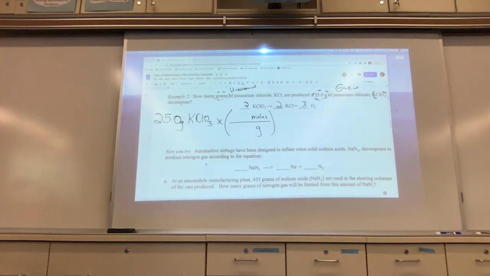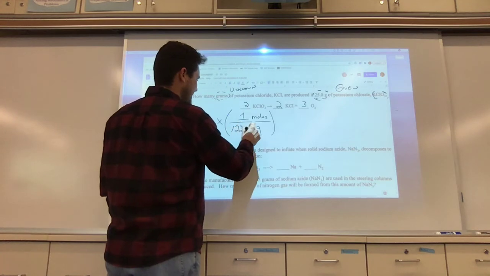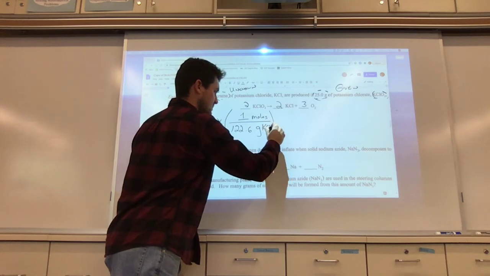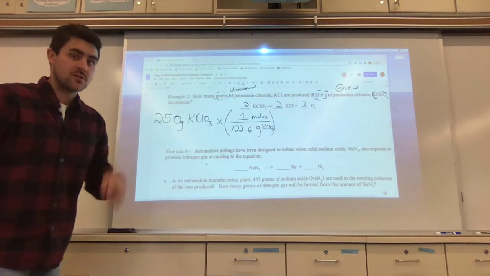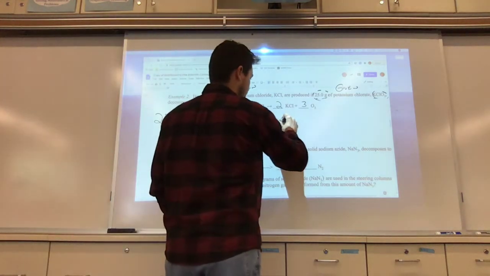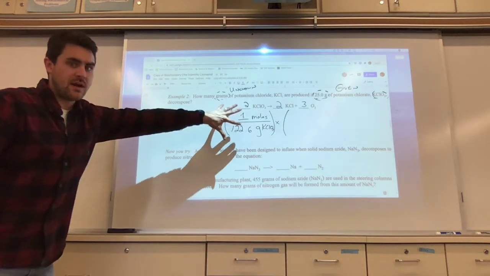Potassium has a mass of 39.1 grams per mole, plus chlorine, which is like 35.5 grams per mole, plus 3 oxygens. I end up with 122.6 roughly. So in 1 mole, 122.6 grams for KClO3. That's the molar mass. That's my first conversion factor. But instead of calculating that, I'm just going to tack on the next conversion factor right here. Okay? So now I've converted it into moles of my given.